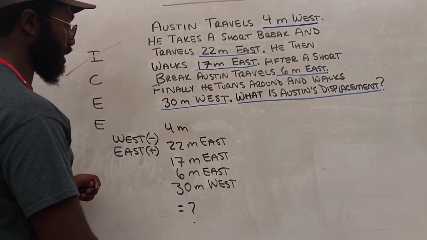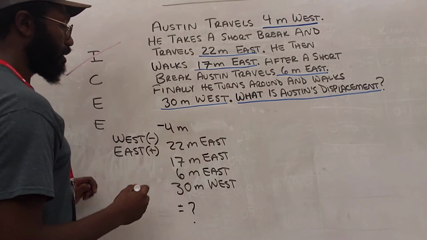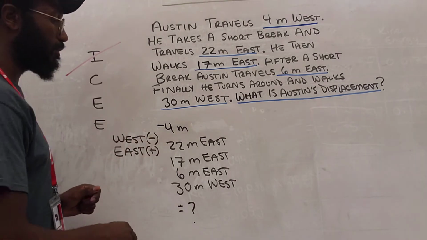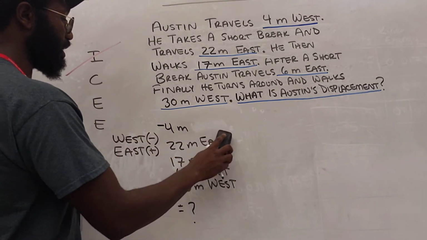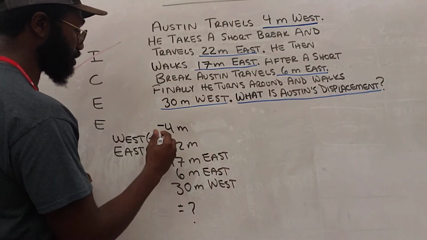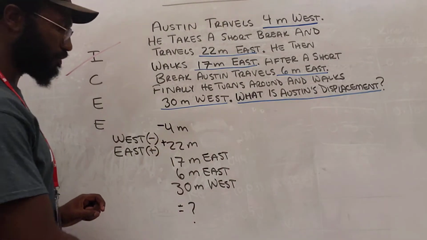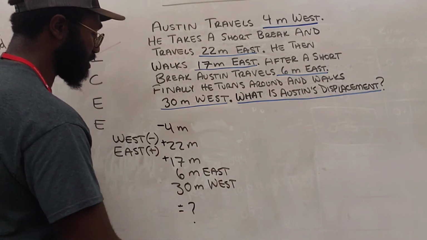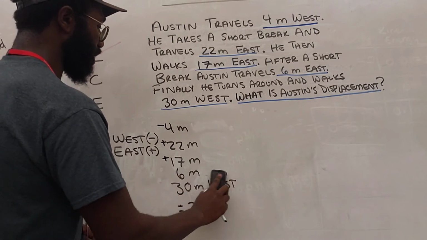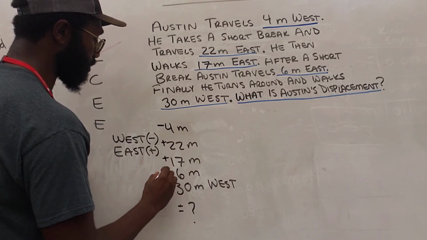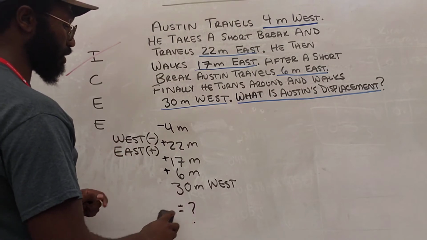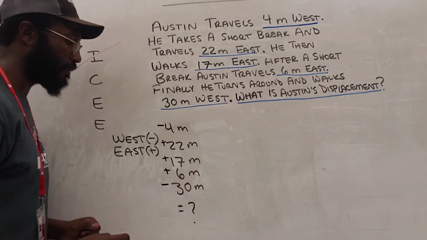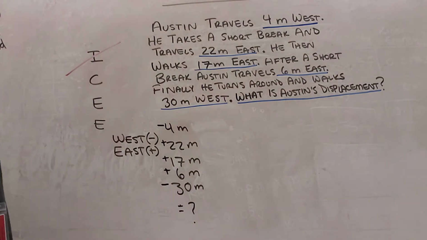Instead of west, I'm gonna write it as a -4, okay? -4 meters, because anything that is negative is going west, all right? Now, 22 meters east, my east is my positive direction, so I'm just gonna put positive 22 meters. Again, I have another east, so that is another positive 17 meters. Again, another east here, so that's gonna be a positive 6 meters, okay? Positive because it's in the east direction. And then 30 meters west, I'm gonna go ahead and mark that with a negative sign, okay? Because west is my negative direction.